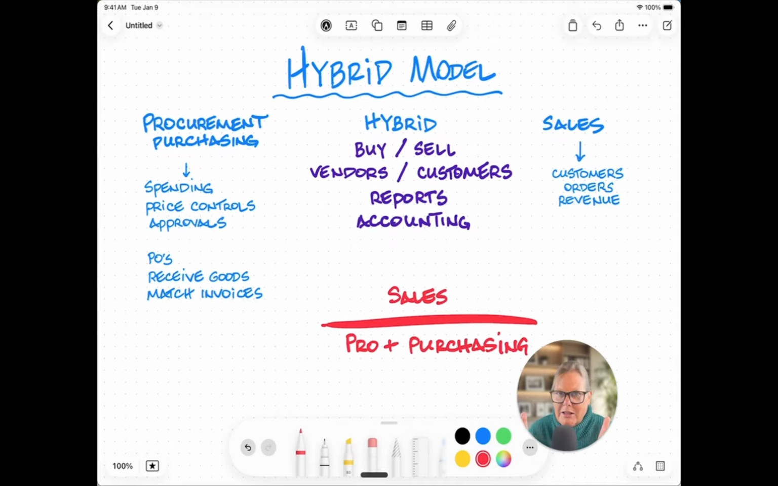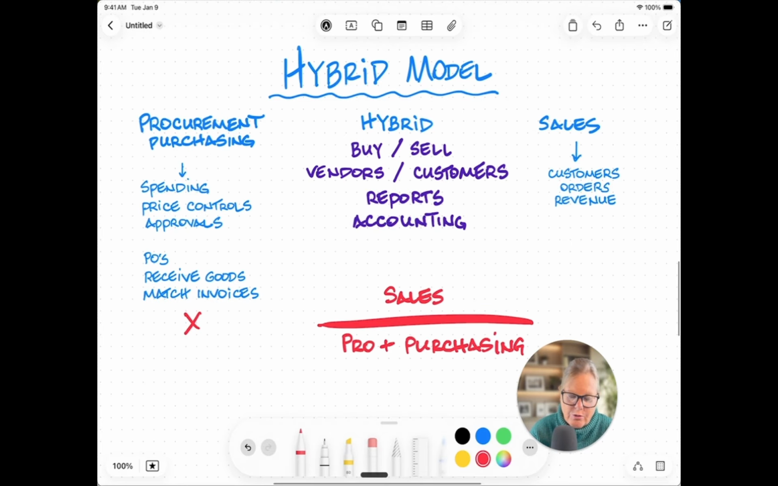Now, if you're going to leak money, it's going to be here on the purchasing side, because you have spending controls here, price controls, approvals, you're issuing purchase orders, you're receiving goods, you're matching invoices. That's mostly where the money will leak. On the other side, it's important as well, because you have to keep track of your customers and your revenue and such. But you really want to make sure that the purchasing side is extremely deep and covers everything. And of course, the sales and the reporting.